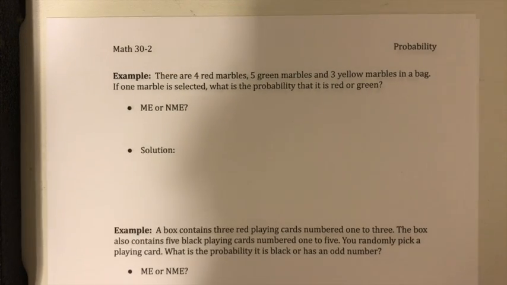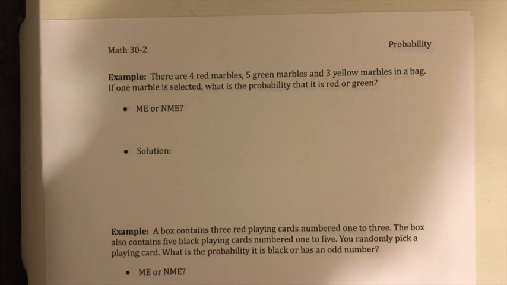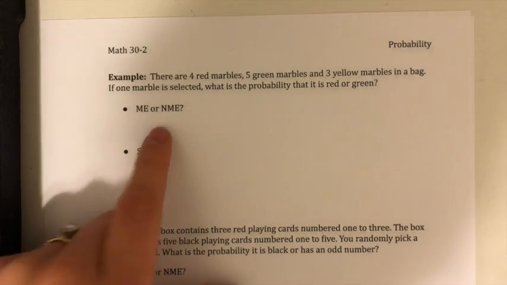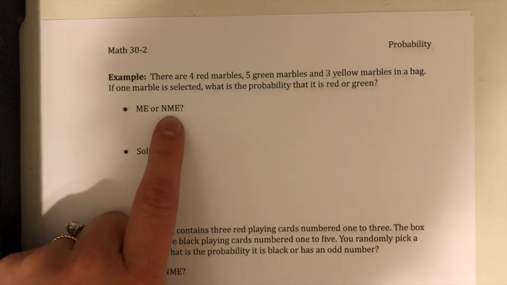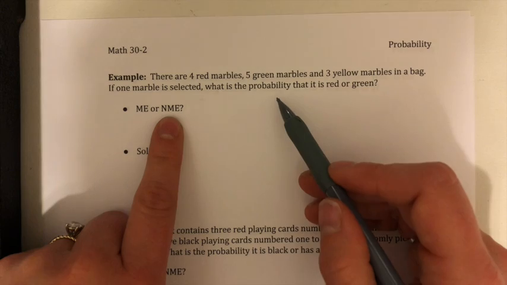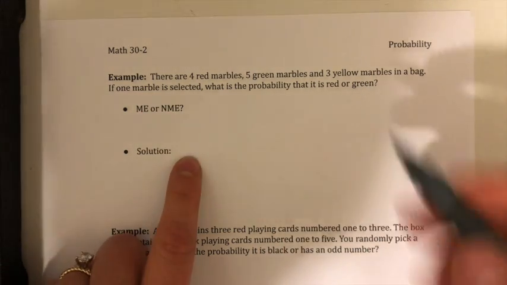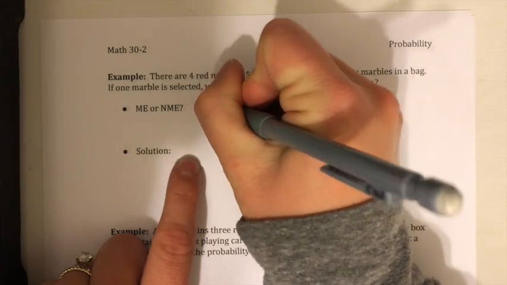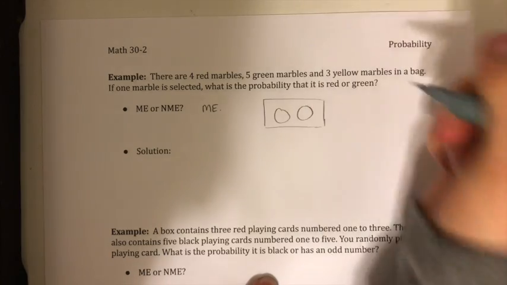A couple more examples. So if there's 4 red marbles, 5 green marbles, and 3 yellow marbles in a bag, if one marble is selected, what's the probability that it's red or green? So the first thing that we want to figure out is if it's mutually exclusive or non-mutually exclusive, right? Because that's going to tell us which formula we have to use. We're only pulling one marble out. It cannot be green and red at the same time, so that's going to be mutually exclusive, right? So that's the case where we have those two separate circles, okay?